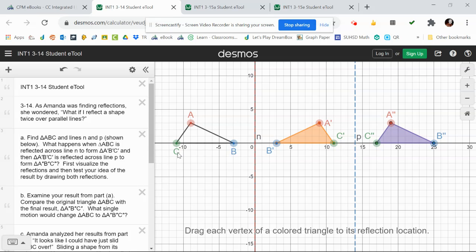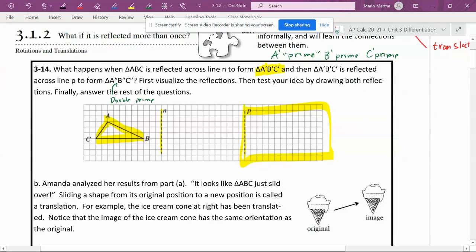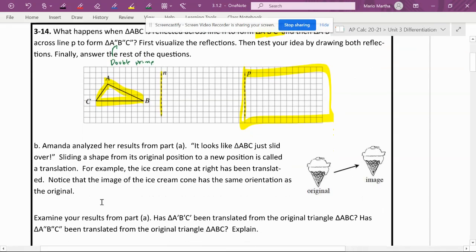And then C went from -11 to +17. So again, that's another 28 units if you guys count. So what single rigid transformation can we make? In this case, we would call it a translation. So that's called a translation. So we can make a translation.